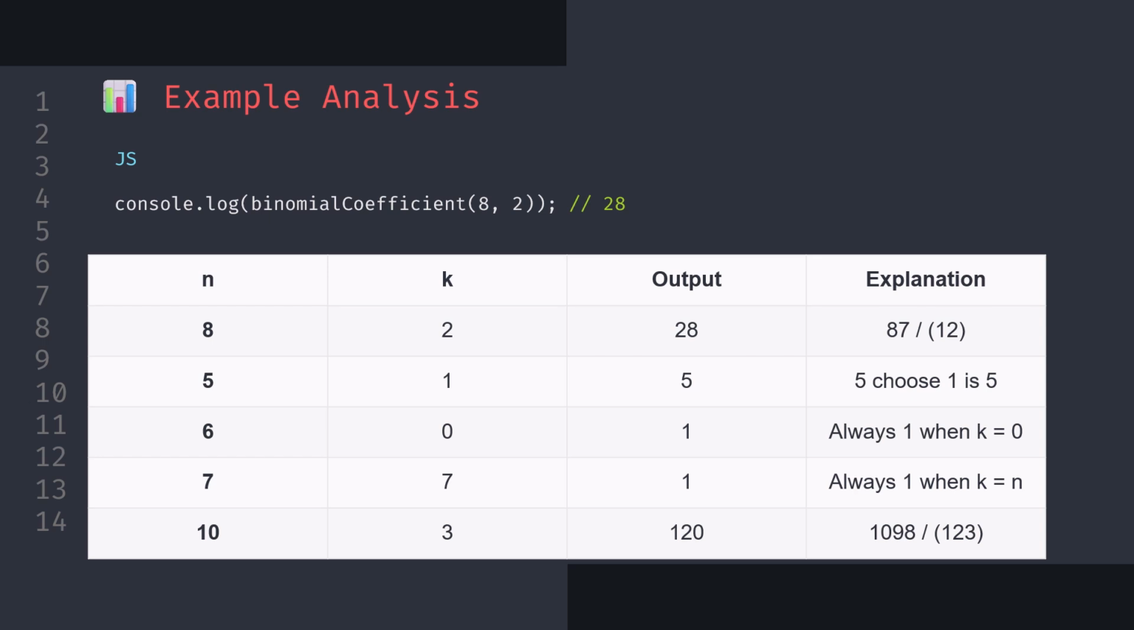Here are several test cases and how the coefficient is computed. You can see the loop simplifies the result to a few multiplications. This approach is efficient and avoids overflow for most integer values. It is especially useful in combinatorics, probability, and data science.